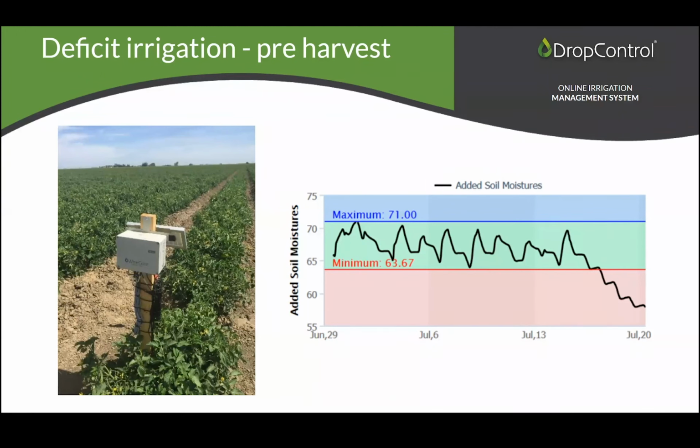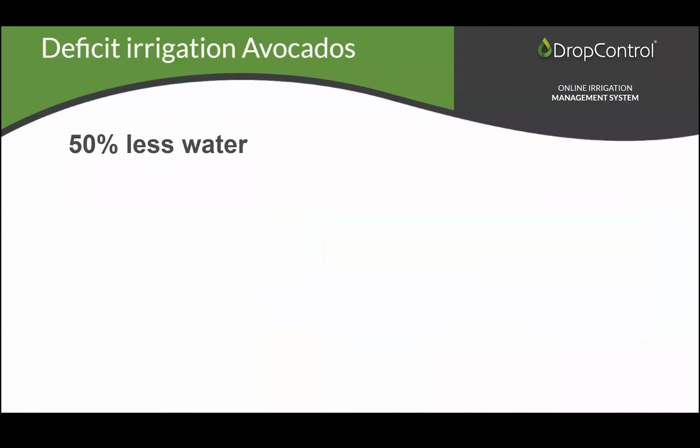And then processing tomatoes, we've seen deficit irrigation 30 days before harvest in order to improve solids, to send the tomatoes to the processing facility. So moisture sensors, very helpful for that.